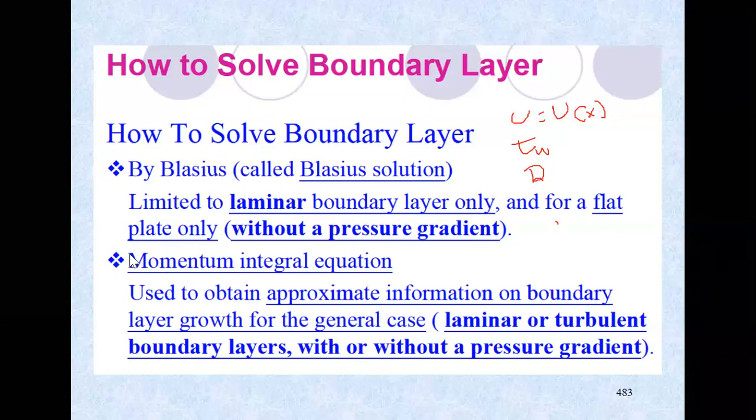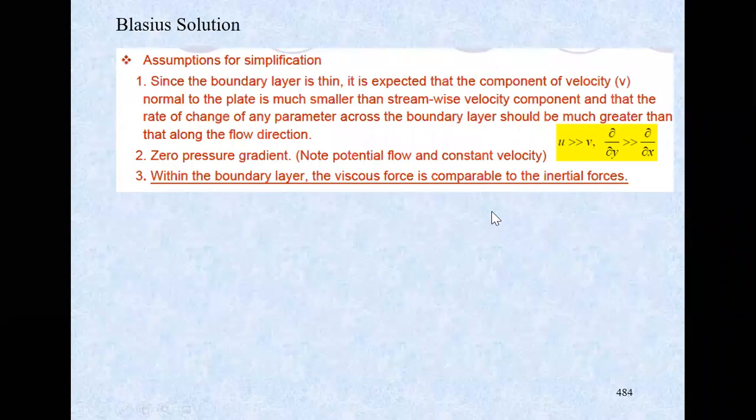And then the other approach is the momentum integral equations. This gives the solution for laminar or turbulent boundary layers with or without a pressure gradient. But this is an approximate solution. Okay, let's go first with the Blasius solution for the boundary layer concept.